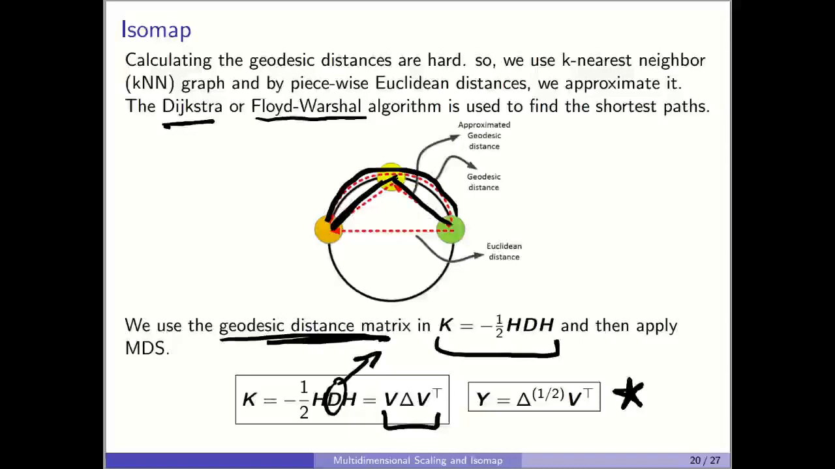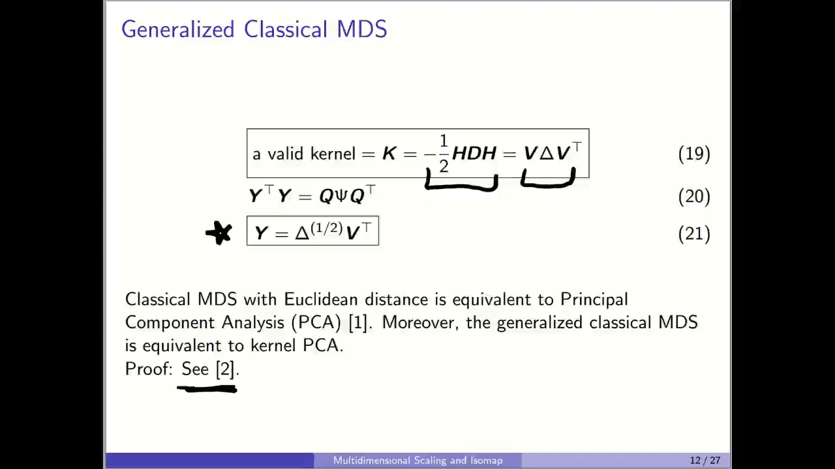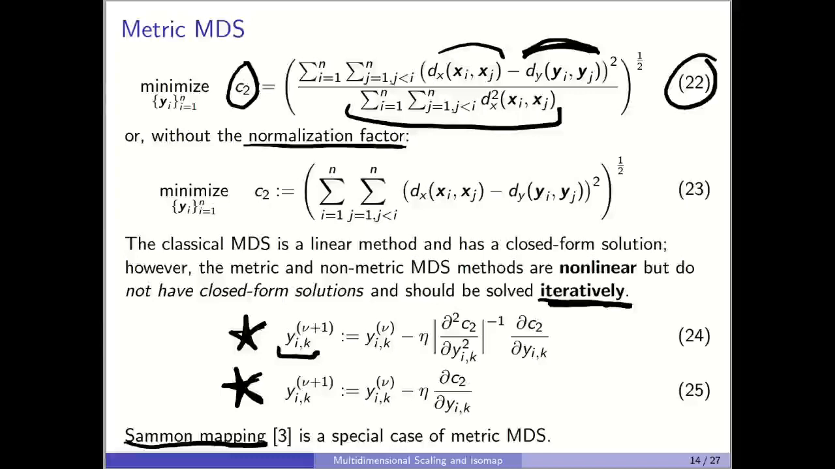Let's now use the geodesic distance, or an approximation of geodesic distance, in this formula that we found before. Do you remember this formula, which we had in generalized classical MDS, equation 19? Now, we said that in equation 19 we can use any valid distance metric. Geodesic distance is a valid distance metric, so let's use it here.